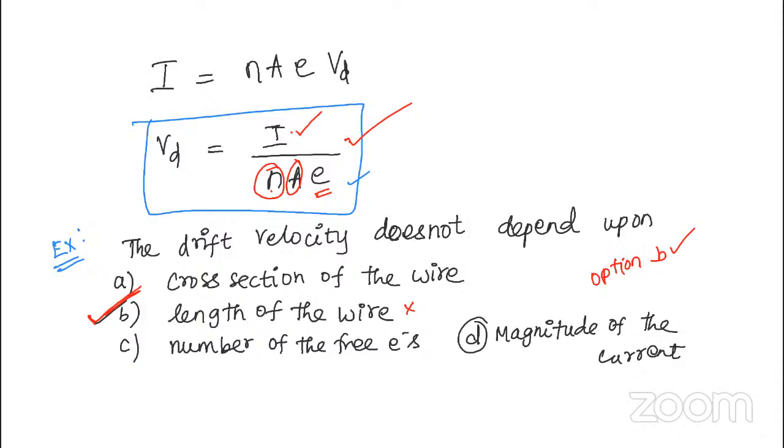Okay. Next we can go for another topic, that is mobility. That is represented by the letter mu. So mobility is nothing but drift velocity acquired by unit electric field.